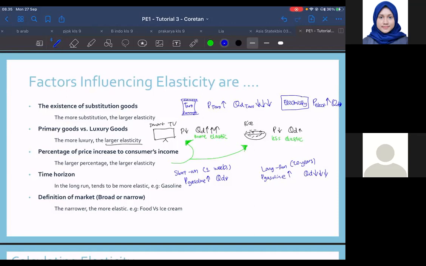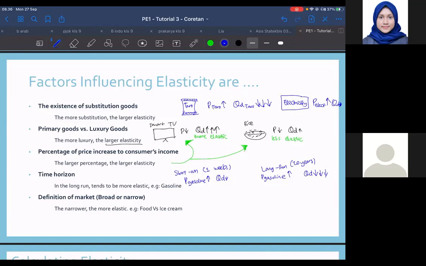Or maybe for people who are commuting, yeah, maybe your home is in Depok and your workplace is in Sudirman. If the price of gasoline increases, then people will think to move their home, to buy a new house in the center of Jakarta, maybe in the city center, so that they will get a shorter distance to the office, so that they will reduce the amount of the gasoline they use. That is for time horizons.